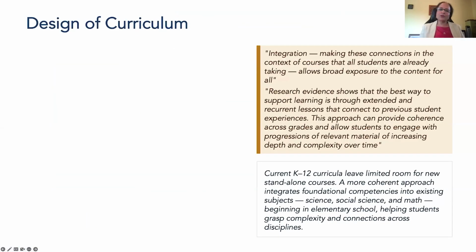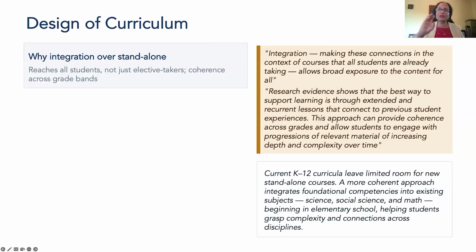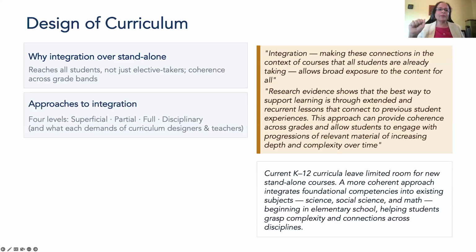The big message from this report around design of curriculum is that integration is a very realistic path through the current school structures, especially in K-8. And the report does not really preclude standalone courses, especially at the high school level or middle and high school. But for the earlier grades, integration seems to be the most coherent and preferred approach.